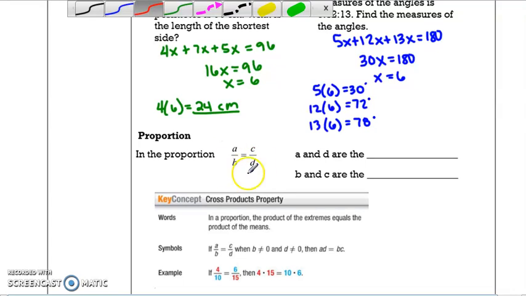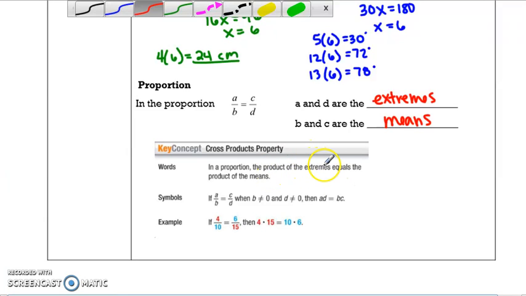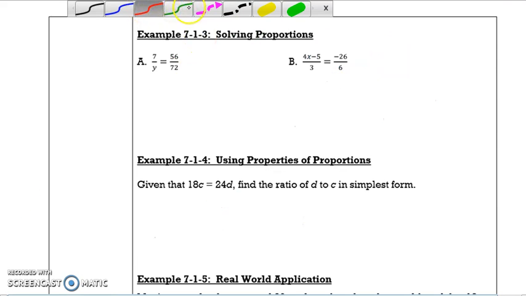So here we have our proportion. A and D are called the extremes, and then B and C are called the means. In a proportion, the product of the extremes equals the product of the means. A lot of times you'll see people call it cross multiplication or maybe the butterfly method, something to that effect, where we multiply cross products and set them equal.